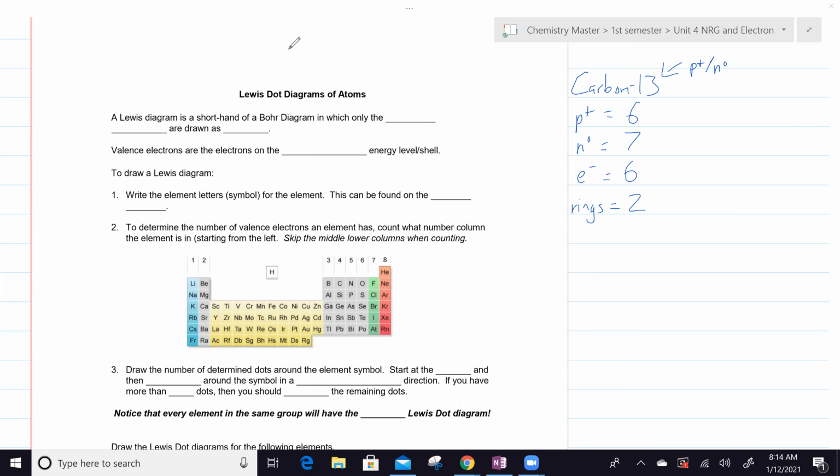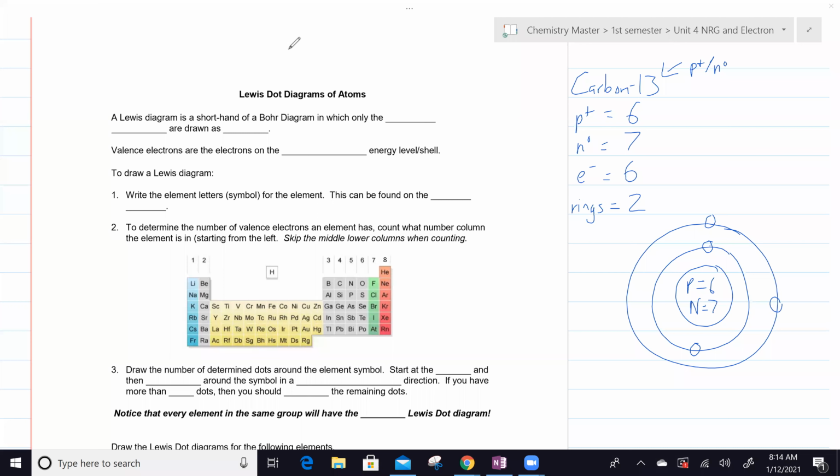So when I draw my Bohr diagram, I would have a nucleus. P is equal to 6. N is equal to 7. Two rings, 1, 2. First ring can only hold 2 electrons. I got 6, so here's 1, 2. I need 4 more so I can get to 6. 1, 2, 3, 4. That's 6 total electrons. You don't have to color them in. Sometimes I do color them in.